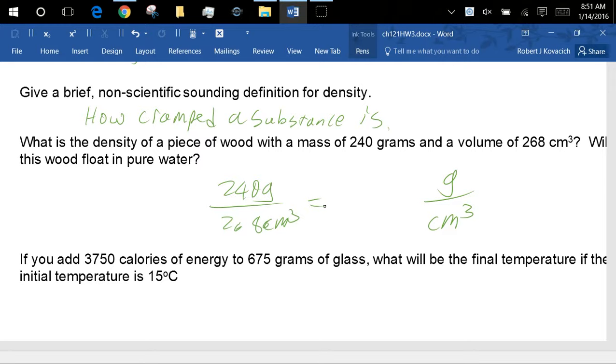So I get 240 divided by 268, so I get 0.895, and I have 2 sig figs here, so what do I do? Cut it off and round. Sorry, say again? Cut it off and round. Okay, so what's my actual answer going to be? 0.90, yep.